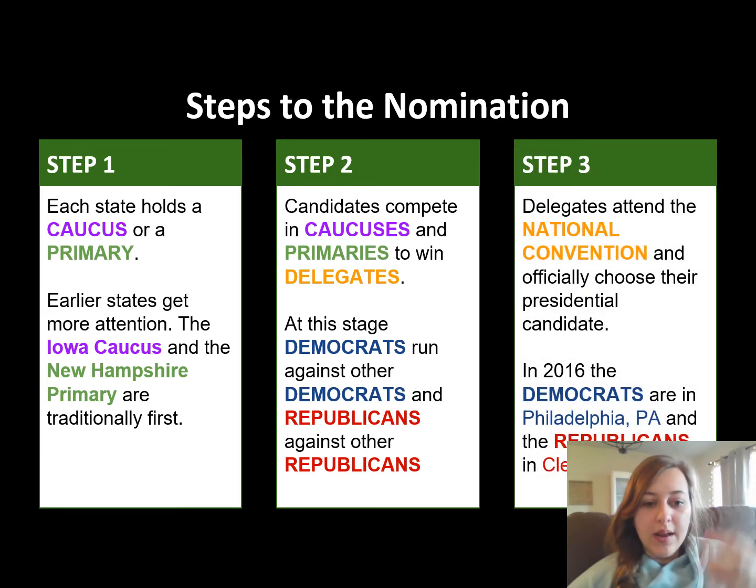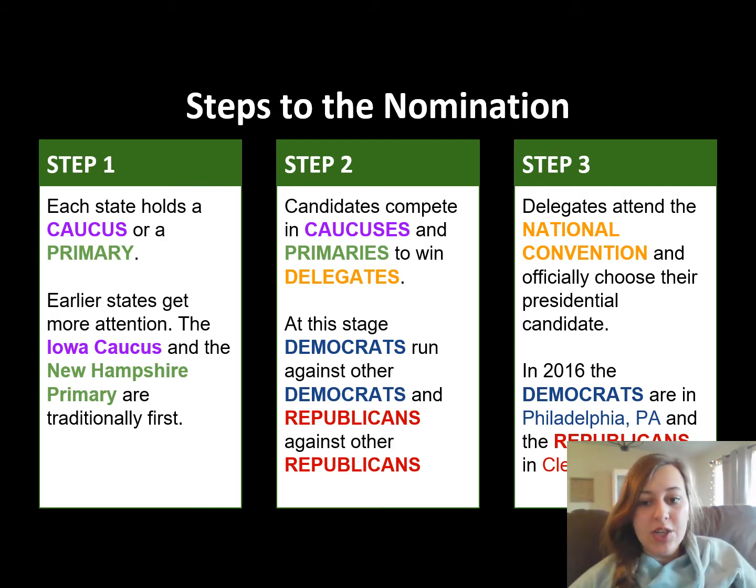Step three then is we get all of our delegates and then we attend a national convention and we officially choose our presidential candidate. Looks like I did not update this. In 2016, the Democrats were in Philadelphia for their convention and the Republicans were in Cleveland. Much of the Democratic National Convention was held virtually this year, while the Republican National Convention had portions at the White House, and so on and so forth. So a little bit different year, being in the midst of a pandemic.